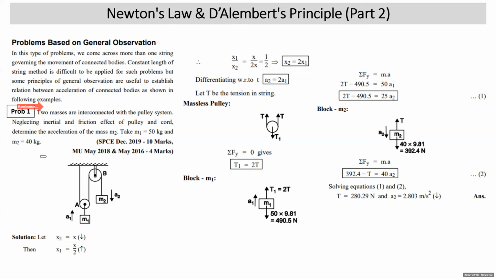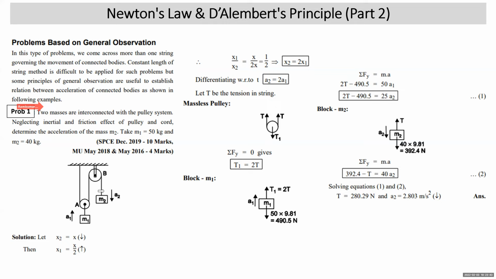Now students, you can see that if I assume by general observation that this block M2 is pulled down by a distance, say X, then this loop is the same string. If this block is pulled down by X, I mean, you can say the distance moved by block M2, X2, is equal to X vertically down. Then the length of this loop gets shortened by X, right? Now, there are two parallel segments of this pulley. So this movable pulley will go up by X by 2. That is the distance moved by block M1.